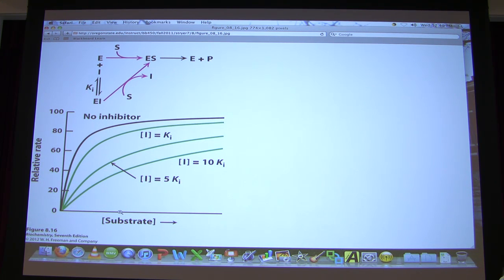Now, do you have a quick question? Yeah, do we have to account for the different affinities between the inhibitor and the enzyme? At one level, yes, but not for a V versus S plot. No. Okay?